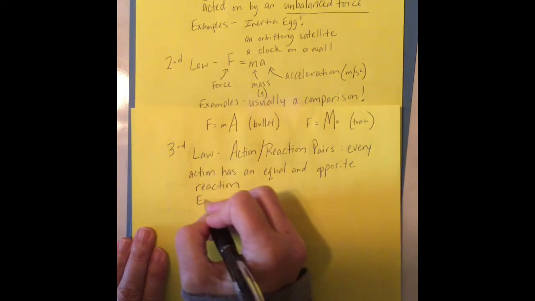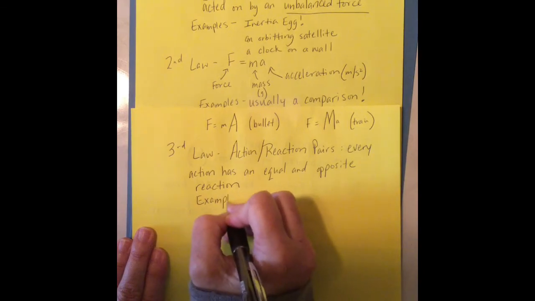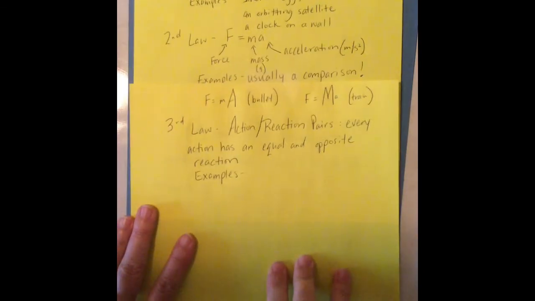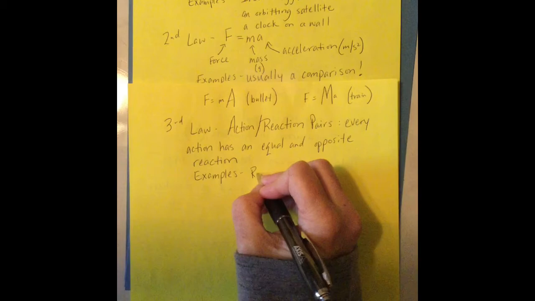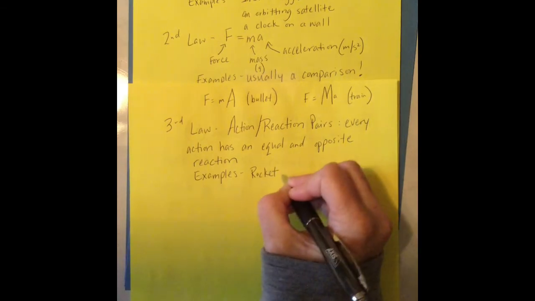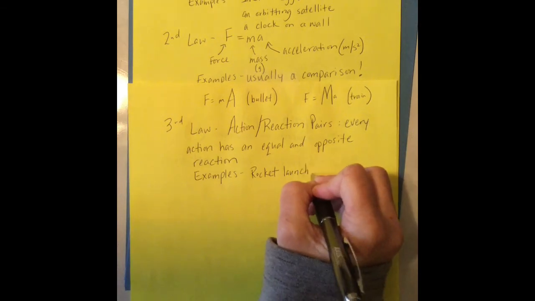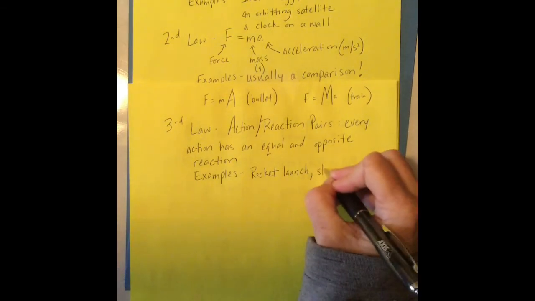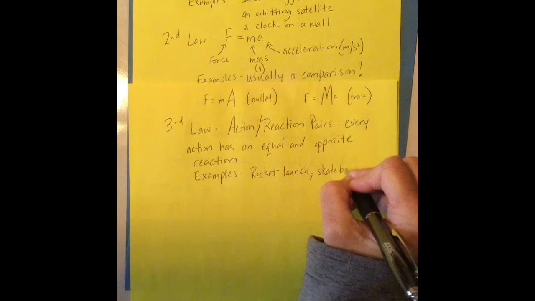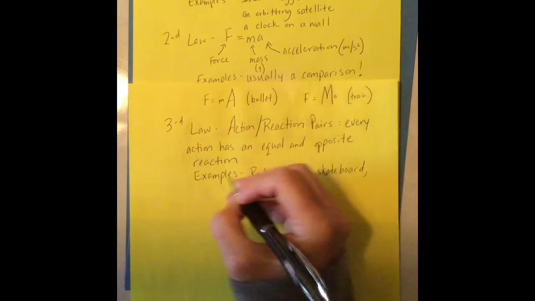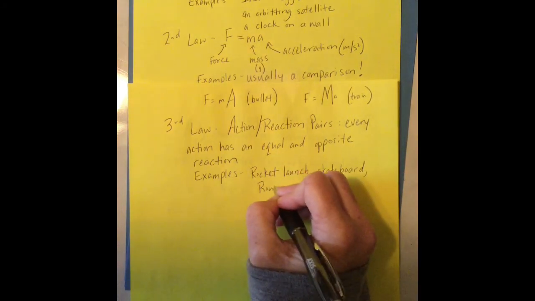Some examples that we have discussed before include rocket launch, as well as skateboarding, where you push your foot backwards in order to have the skateboard go forward, and rowing a boat, because you're going to pull back on the row in order for the boat to go forward. So it's equal and opposite.